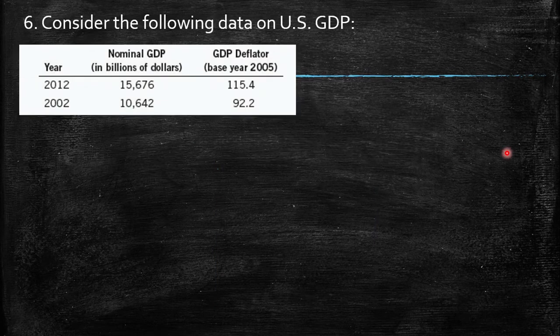Then question 6. Consider the following data on US GDP. So we have here nominal GDP in billions of dollars for US GDP, 15,676, and for 2002 this number, and the GDP deflator with the base year of 2005, so we have these two numbers.